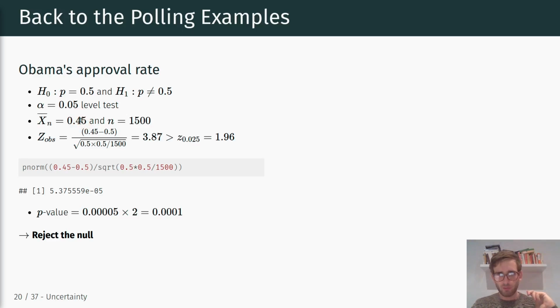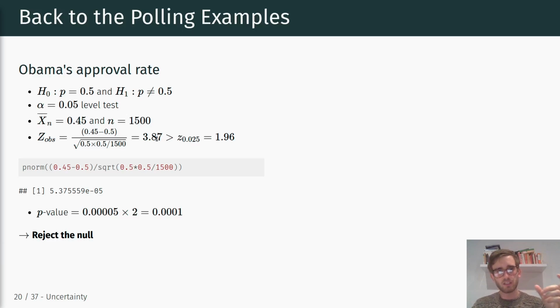So now we can compute our test statistic, which is the z-score for that specific sample, which is the deviation between our sample mean and the true population mean, assuming that the null hypothesis was true. So that's 0.45 minus 0.5, divided by the standard deviation, which is just 0.5 times 0.5 divided by 1,500, so that's the variance divided by the sample size, and that's equal to 3.87.